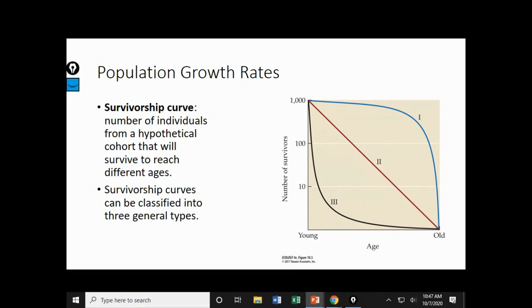Okay, so we have 3 different pathways of life, if you will, that generally organisms can classify themselves into. Okay, which basically go into how many offspring kick the bucket before they reproduce.